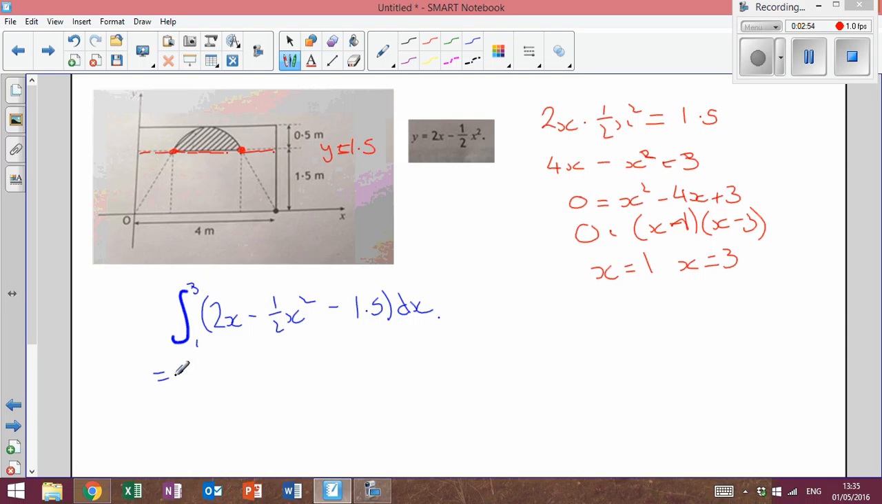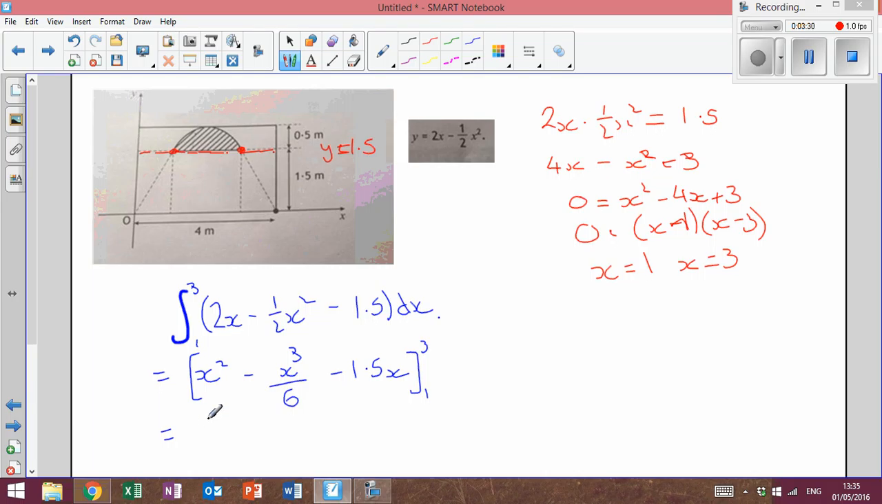Okay, now when you integrate that 2x, it's going to be 2x squared over 2, so that's just going to become x squared. This is going to be minus what is now an x cubed over, well, the 2 is there, and we've got an additional factor of 3, so it's going to be over 6, minus 1.5x. And all of that is between the limits 3 and 1. Okay, now you've got it integrated, no more simplification to be done.